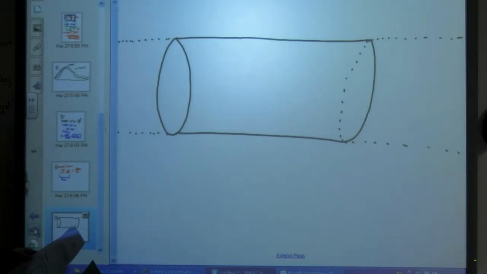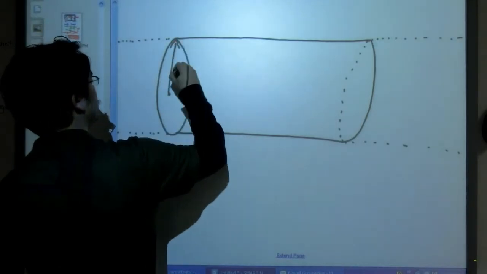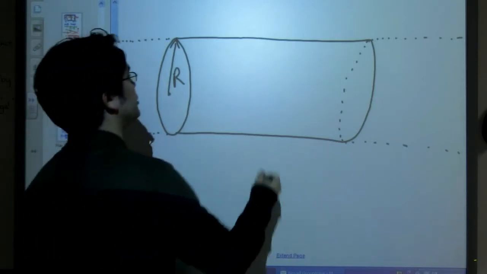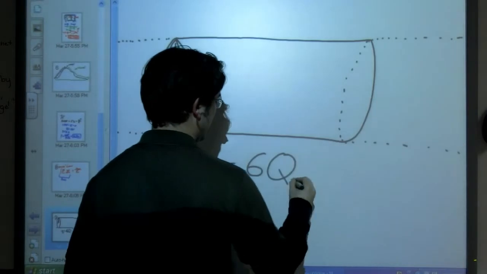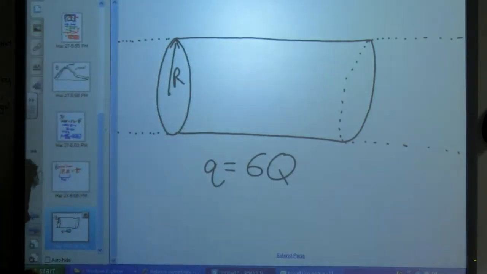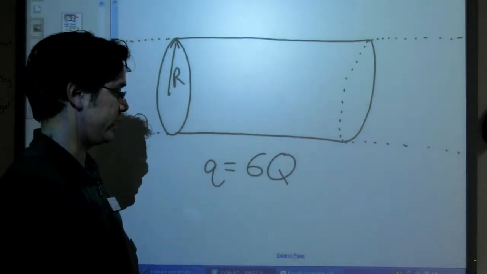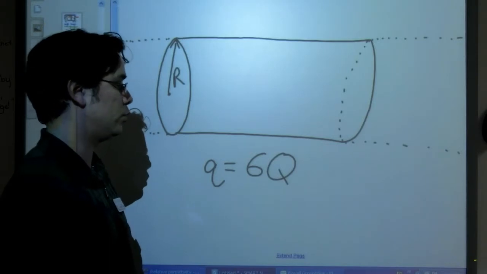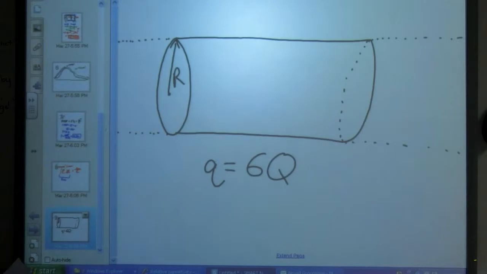Okay? I've also said that this wire has a radius, capital R, and that it is carrying a charge, Q, equals 6Q. In other words, some random value here, that's a placeholder for whatever I'd like. This could be 3 Coulomb, it could be 2 microcoulomb, and I'd have 6 times that. Okay? It's just to get a little more familiarity with using some variables in here.